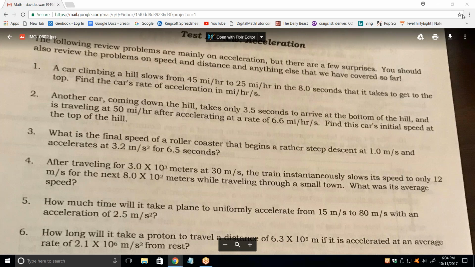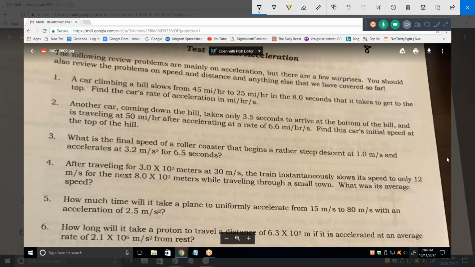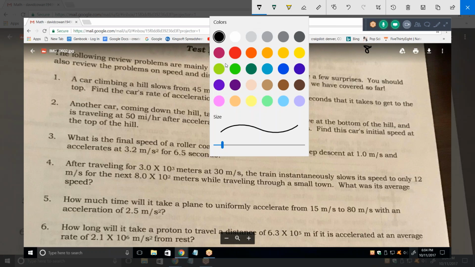I hope you can see stuff that I write in real time. For example, yeah, I think I can. What number did I just write? An 8. Okay, all right. Sweet.